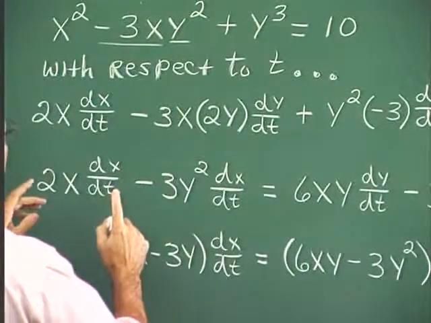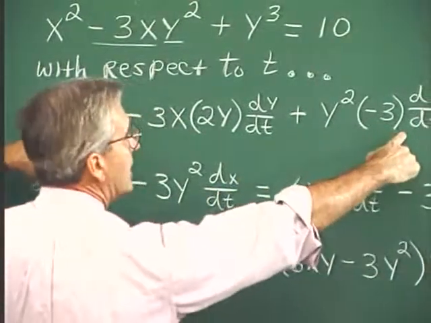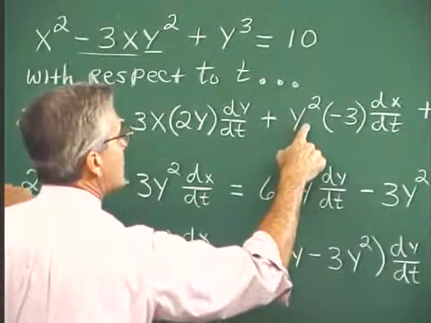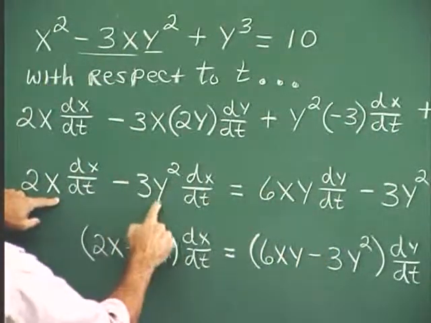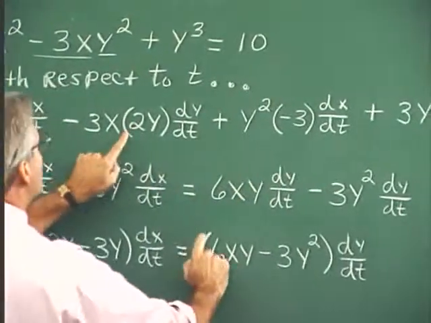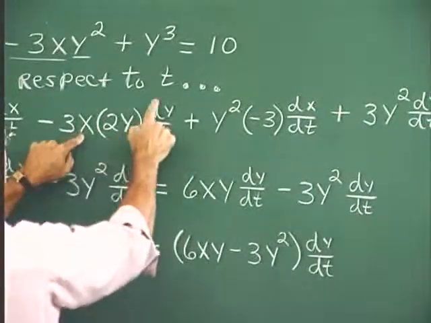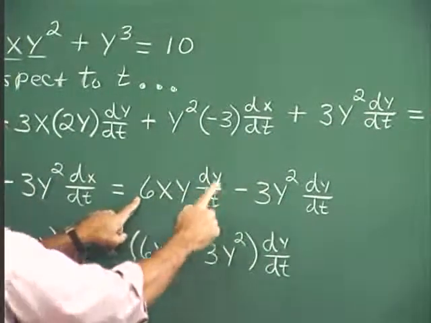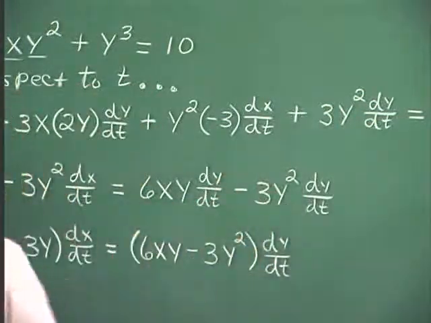All right, let's see. I'm putting the dx dt's on the left side. Here's a dx dt, and here's a dx dt. So I have 2x dx dt, and then minus 3y squared dx dt. And then on the other side, I'm throwing the other two terms to the other side. That's this term and this term. This is negative 6xy dy dt. And on the other side, it becomes positive 6xy dy dt. And over here, we have 3y squared dy dt. On the other side, minus 3y squared dy dt.